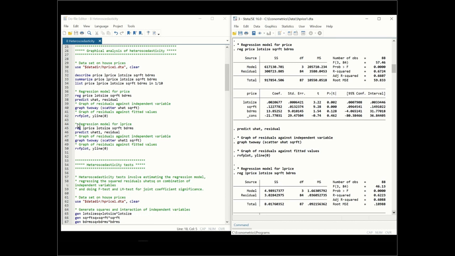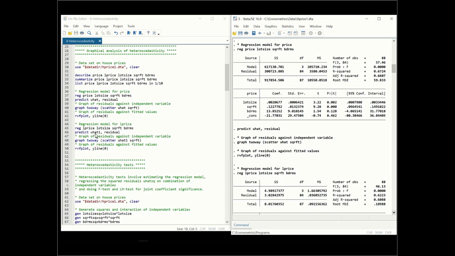We can also plot the residuals against the fitted values, and this is done with the rvfplot, comma yline 0, and so that's what we're going to be plotting here. And then once we are doing this for the model of price on the independent variables, I will repeat the same analysis for the log of price.